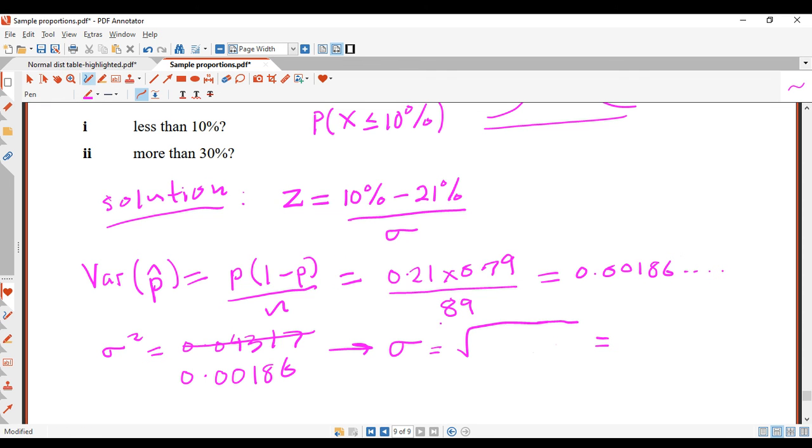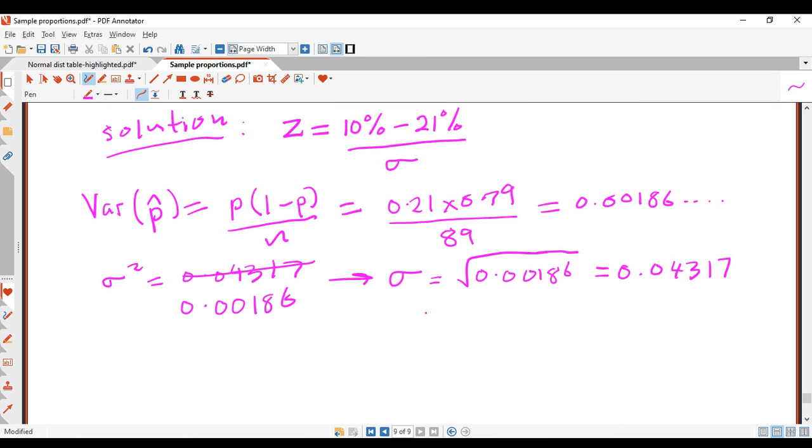That should also be the square root of 0.00186, which when you square root that gives you 0.04317. Okay, so there's our standard deviation, and now our z-score can be completed. So our z-score, just write this underneath. For the z-score, we're going to have z is equal to 10% minus 21%. Okay, all divided by the standard deviation, 0.04317. Now that should give you negative 2.55.